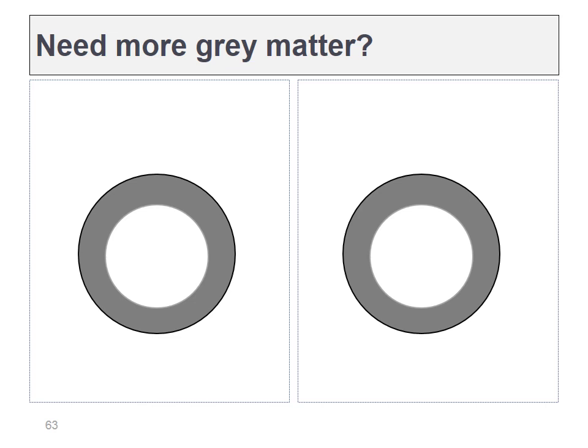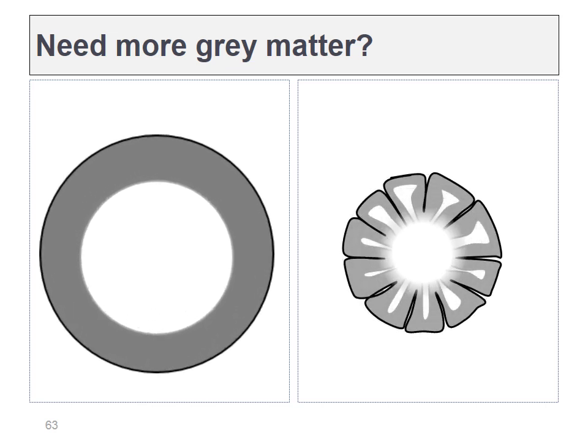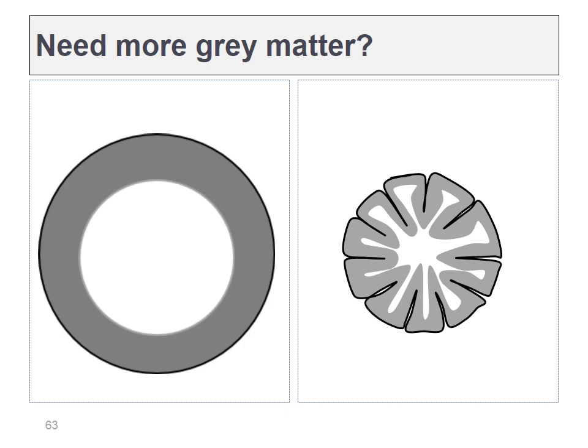There are two ways to get more gray matter if we stick with the basic pattern of white matter on the inside and gray matter on the outside. The first way is to grow a bigger brain. The second way is to fold the brain. The problem with growing a bigger brain is this would require a bigger skull, and a bigger skull would make vaginal birth even more difficult than it already is. So this was not a viable option.